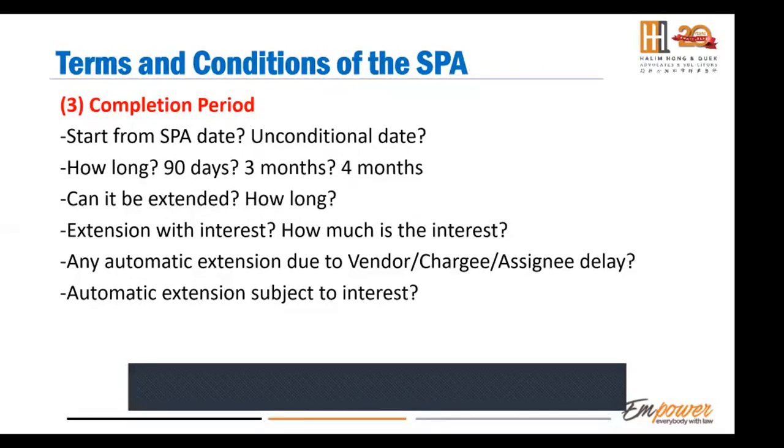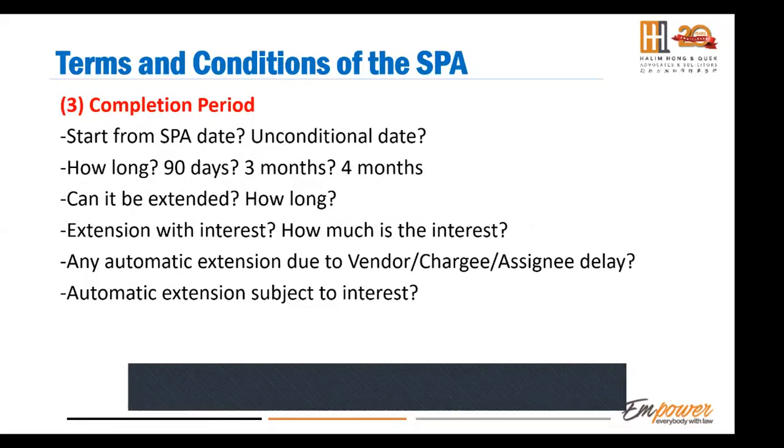Except for the extension of 1 month or 30 days, the completion period could always be extended if there's any delay on the vendor's part, or the vendor's bank, what we call the chargee or the assignee. This one we will discuss later on in the latter part on the redemption or the release of the documents. Normally all those automatic extensions due to the delay are free of interest.